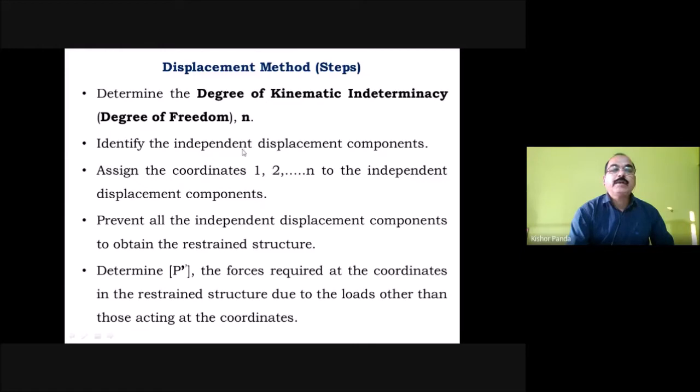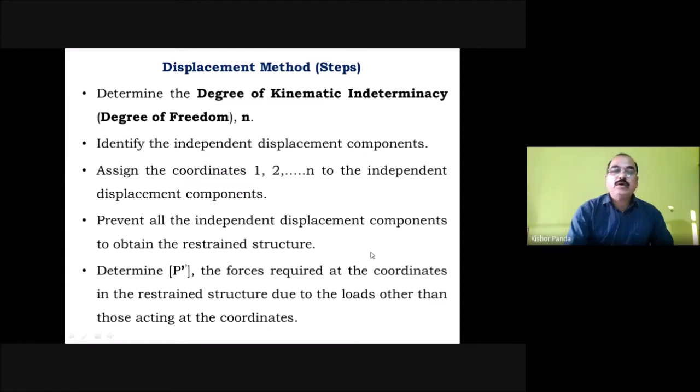So second, you identify the independent displacement components, then assign the coordinates 1, 2, and so on to them. Then prevent all the independent displacement components to obtain the restrained structure. You have to restrain all the supports and joints. If the support and joint is restrained, then no displacement takes place. In the case of a fixed beam, due to the fixed ends at both sides, there is no displacement. The displacement at the fixed end is 0.